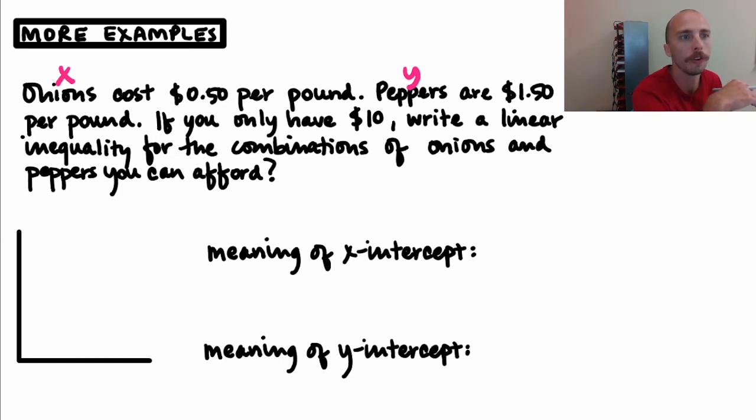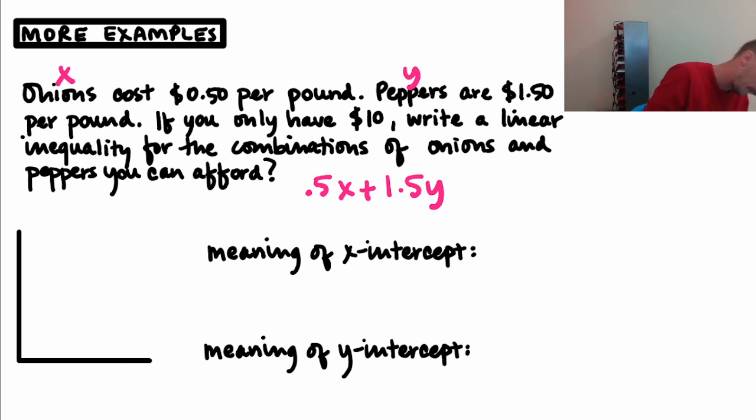So the number of pounds of onions that I buy, that's going to be x. So it's going to be 0.50x plus 1.5, because that's $1.50, times y. Okay. We have $10. That needs to be less than or equal to 10. And that's a linear inequality, right? And it's in standard form.